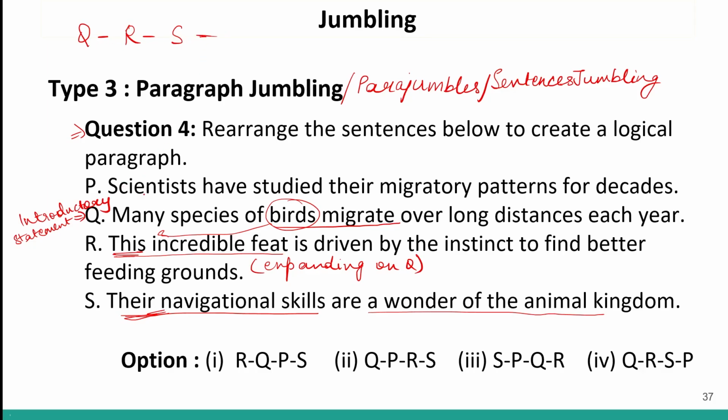Now let us look at P. Scientists have studied their migratory pattern for decades. So this can be the concluding statement because this bears no direct relationship with the other three sentences. So our answer will be Q, R, S, and P, which is option number 4.